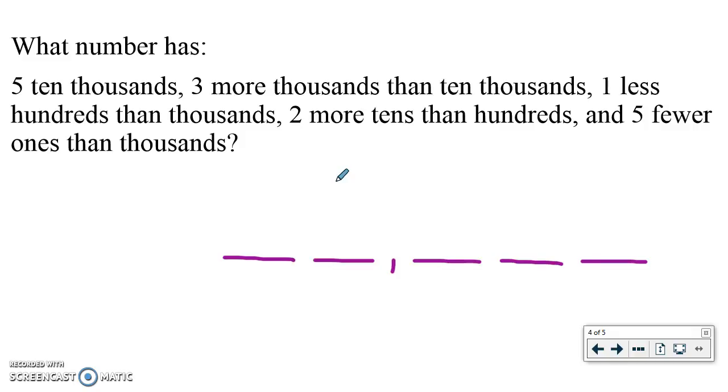So I'm going to go through this one a little quicker, not explained as much. Okay, so my first step, I'm not going to look at it all, breaking it into chunks. 5 10,000s, I can do that. Ones, tens, hundreds, thousands, 10,000s. So 5 there. 3 more thousands than 10,000s. Okay, so that's comparing to the 10,000. 3 more, 3 plus 5 is 8. It should be a 58,000 something.